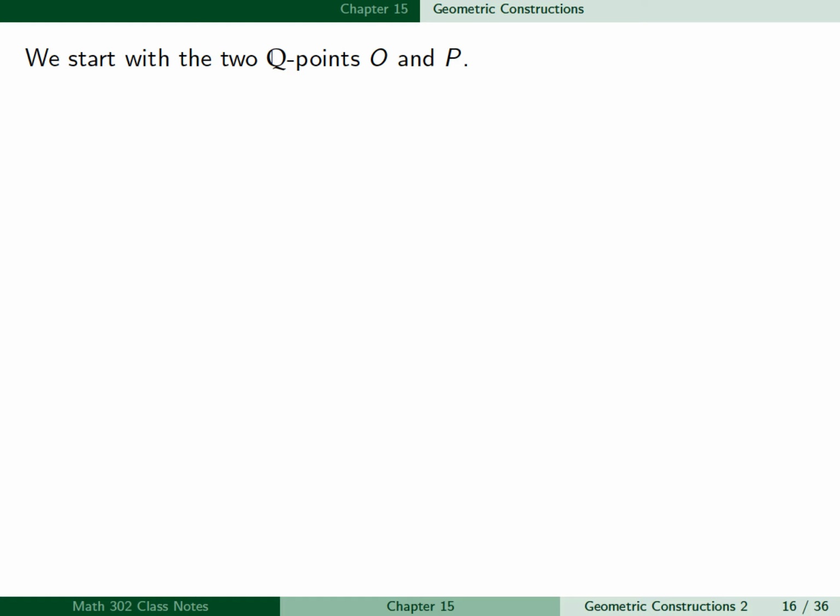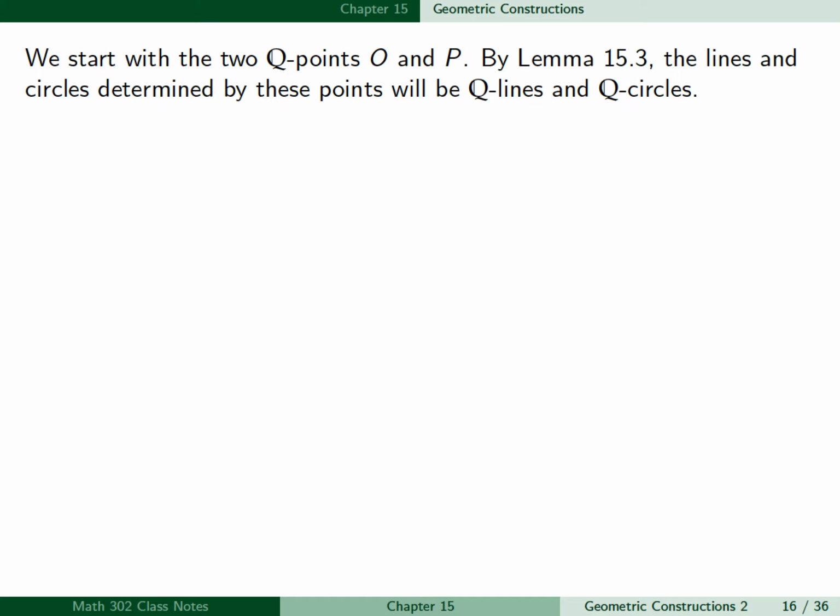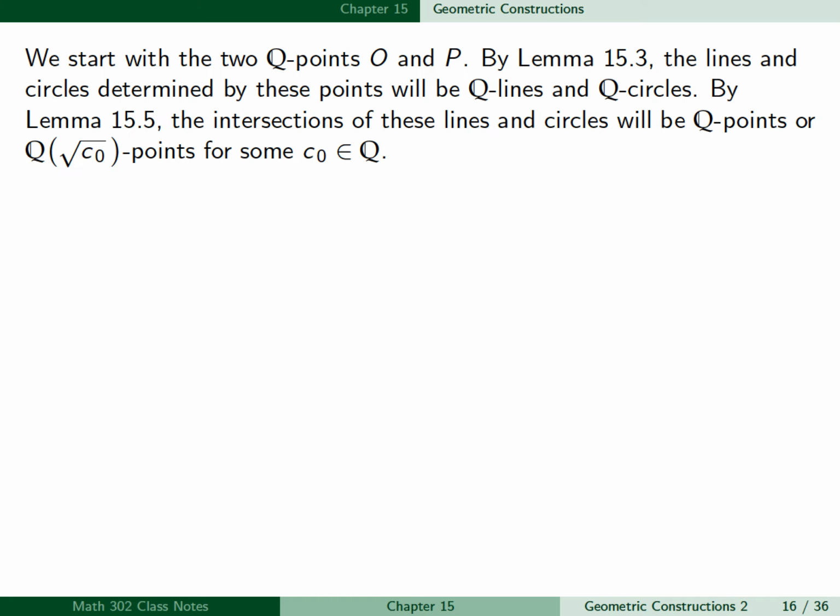So we'll start with the two Q points, O and P. So these both have rational coordinates. And by lemma 15.3, the lines and circles determined by these points will be Q lines and Q circles. And by lemma 15.5, the intersections of these lines and circles will be either Q points or Q square root of C sub 0 points for some C sub 0 in Q. So let's let F1 be Q adjoined square root of C sub 0.